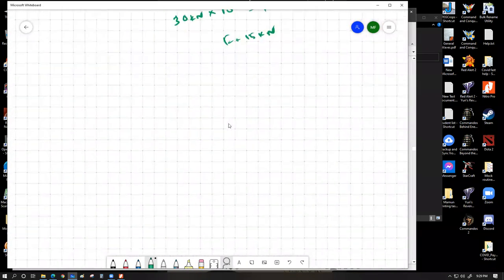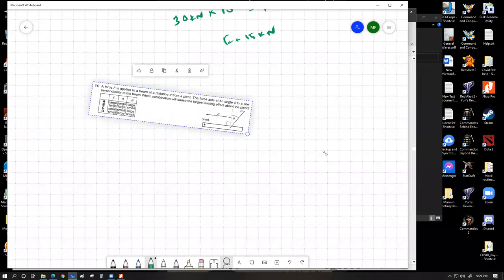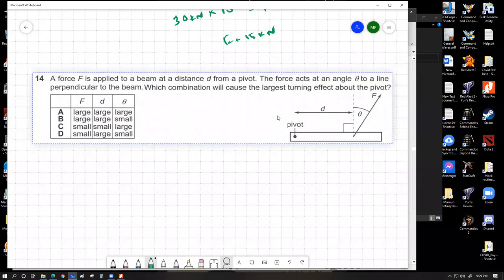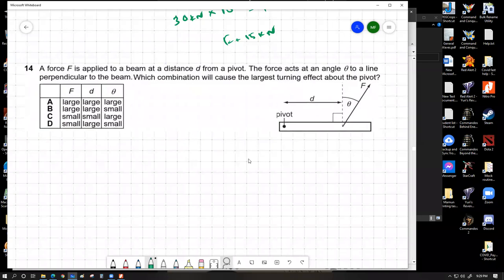The question says: A force F is applied to a beam at a distance d from a pivot. The force acts at an angle theta to the line perpendicular to the beam. Which combination will cause the largest turning effect about the pivot?